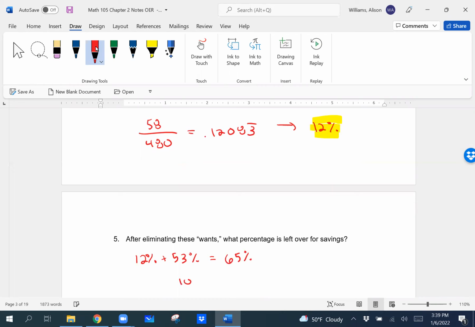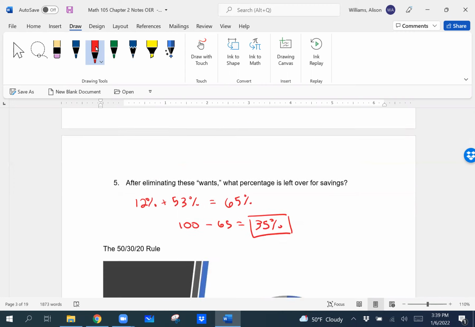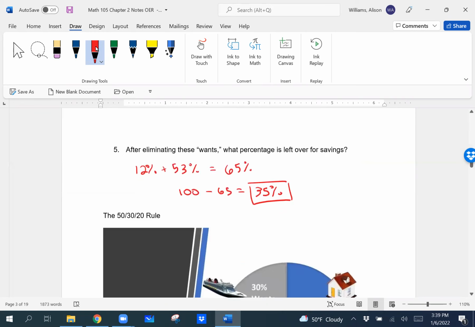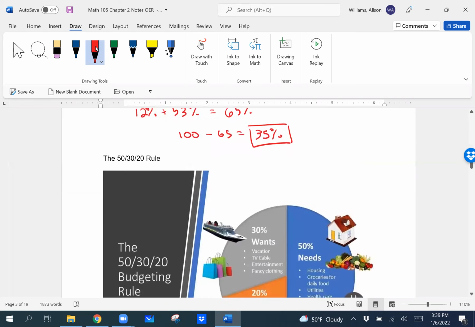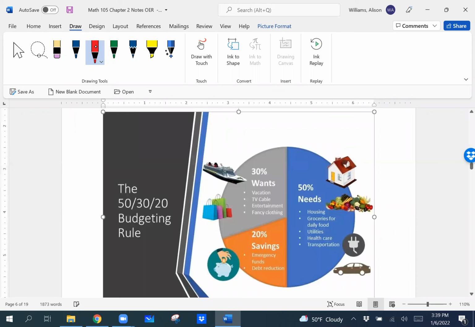That leaves 35% left over for savings, subtracting that from 100. Now, in general, this is the rule you want to use. We actually came pretty close for wants, needs, and savings. Actually, a little bit under. So for needs, you want about 50% of your income to be needs. For wants, 30% for wants, and then 20% for savings.